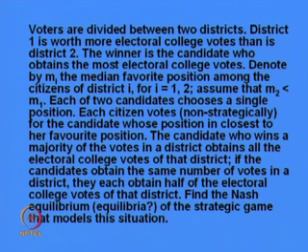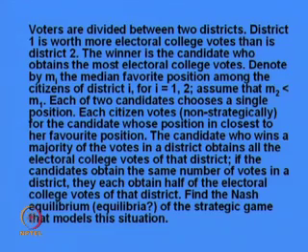Denote by Mi the median favorite position among the citizens of district i, for i = 1, 2. Assume that M2 is strictly less than M1. Each of two candidates chooses a single position. Each citizen votes non-strategically for the candidate whose position is closest to her favorite position. The candidate who wins a majority of votes in a district obtains all the electoral college votes of that district. If the candidates obtain the same number of votes in a district, they each obtain half of the electoral college votes in that district. Find the Nash equilibrium or equilibria of the strategic game that models this situation.